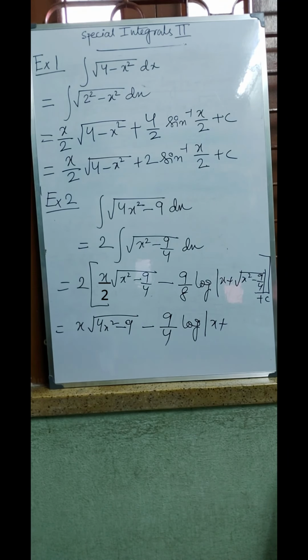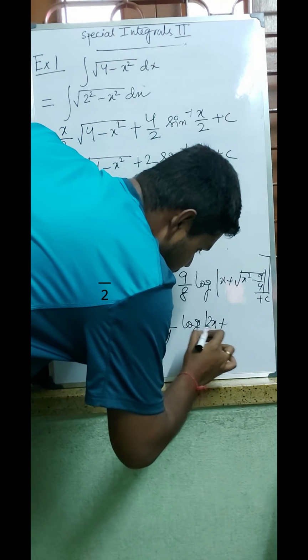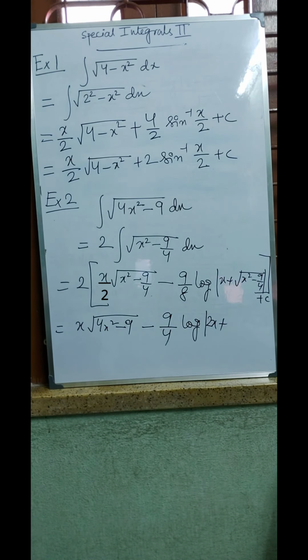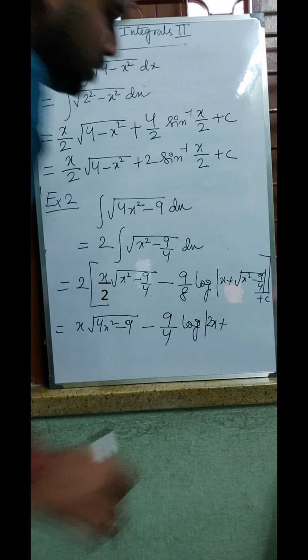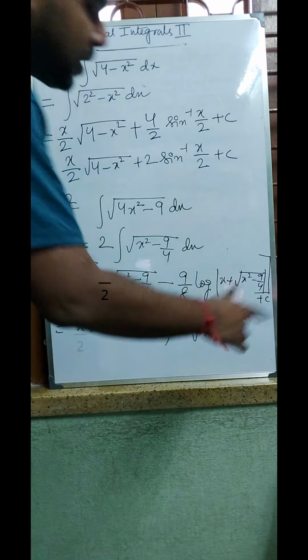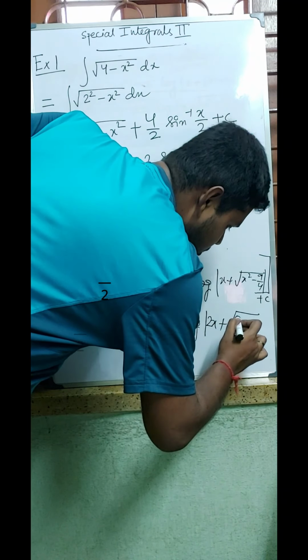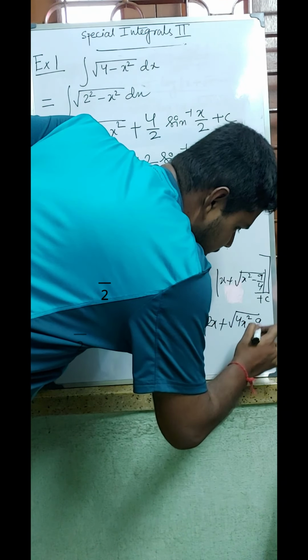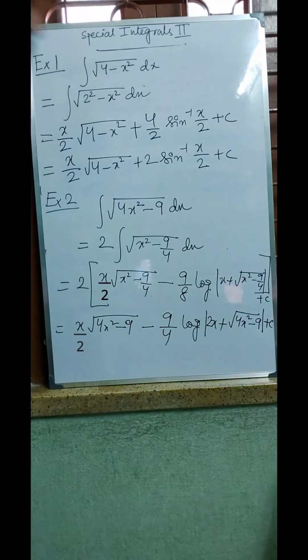So if you take LCM once again, this will be 2x, and log 2 will be outside, so that will be going into your constant part, so let that be, under root 4x square minus 9 plus, if you just take the LCM. So therefore this is your final answer. Clear? Right? Let us take the third example.